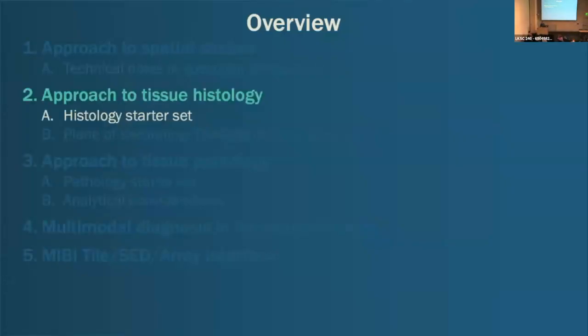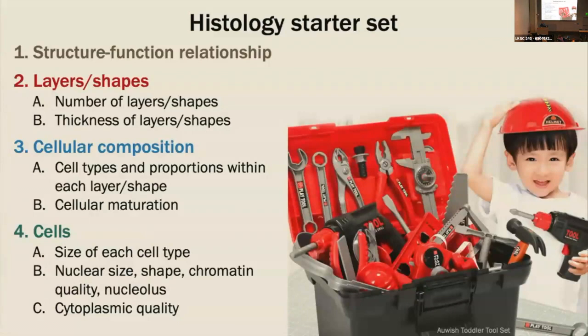All right. So now let's look at some tissue. Obviously, I can't teach histology in 10 minutes, but I'm just going to give you a starter set of concepts. One approach is to start with the structure-function relationship. How do the structures in the tissue accomplish a particular function? So what are the architectural units, say the layers or shapes, and what's their number, thickness, variation? Then within each architectural unit, what's the cellular composition, the number of different cell types and their proportions? And then within each cell type, what's the range of cell sizes, their chromatin density, and so on.